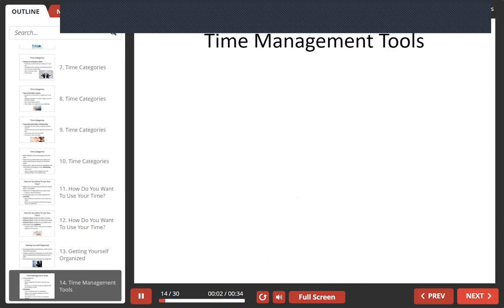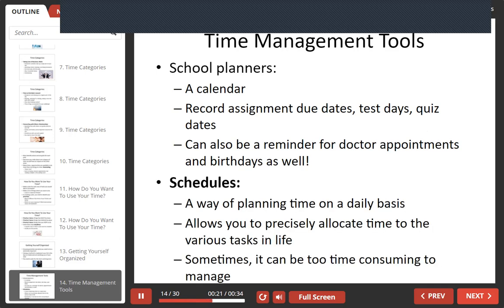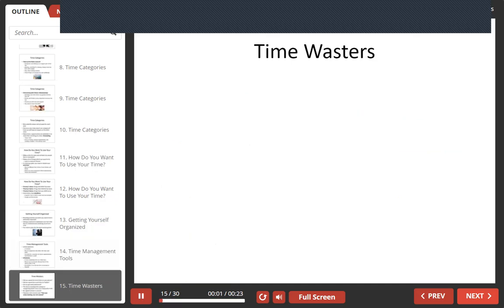So some time management tools include school planners, which is essentially a calendar where you can record assignment due dates, test days, quiz dates, etc. It can also be a reminder for doctor's appointments and birthdays as well. Another type of time management tool is a schedule. It's a way of planning time on a daily basis. It allows you to precisely allocate time to the various tasks in life, and sometimes it can be too time-consuming to manage, unfortunately.